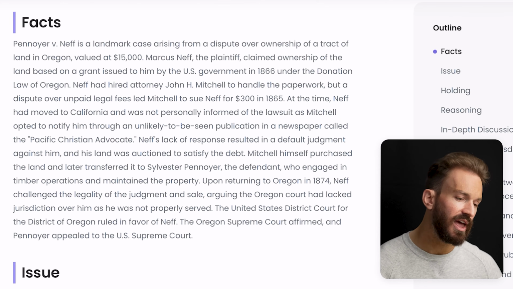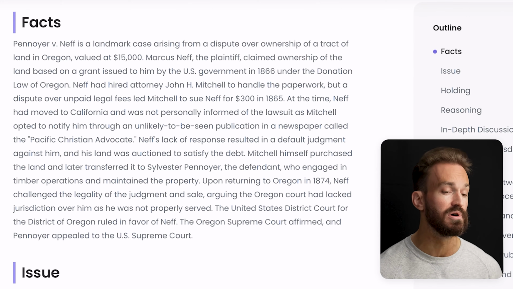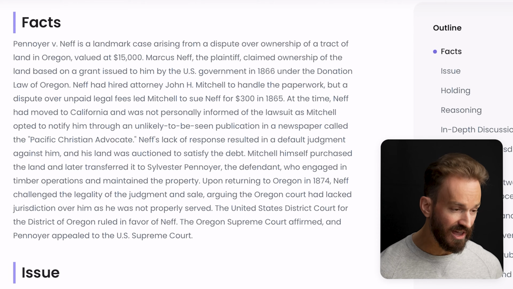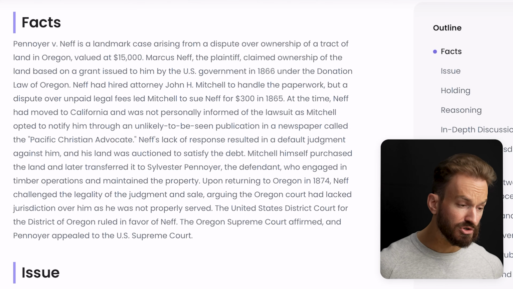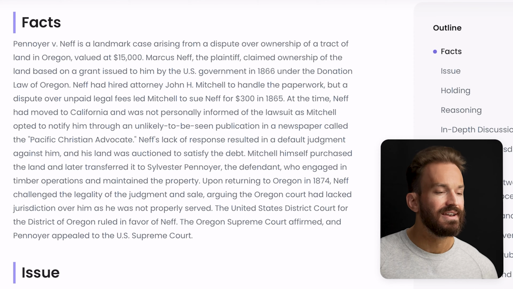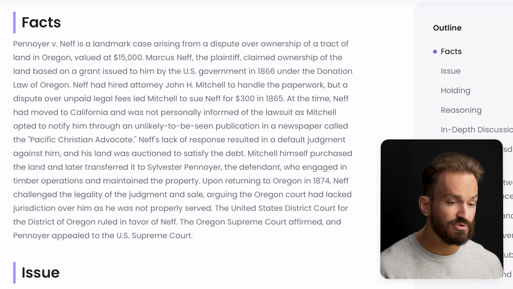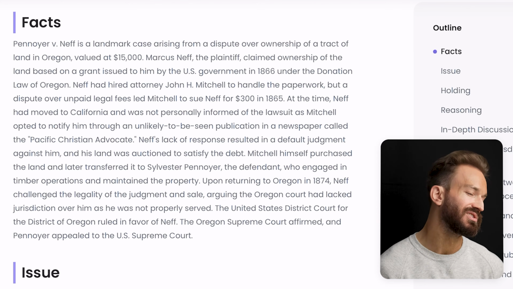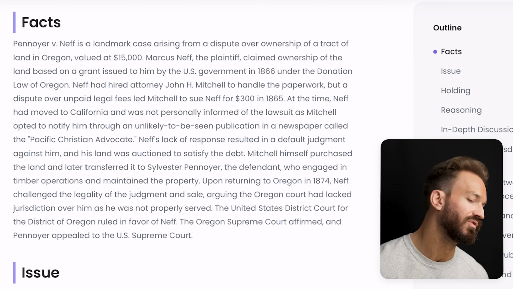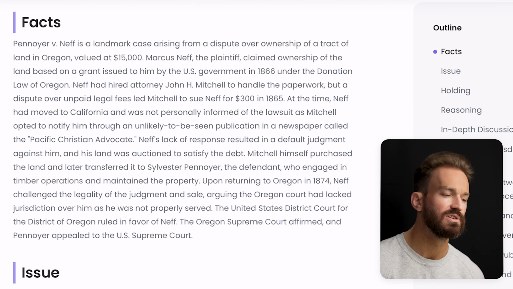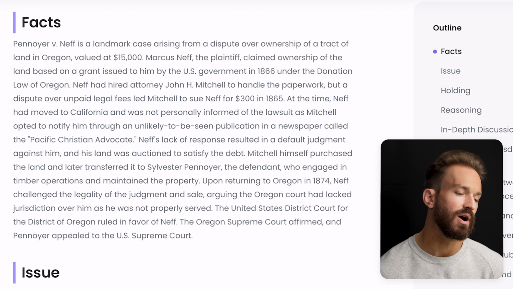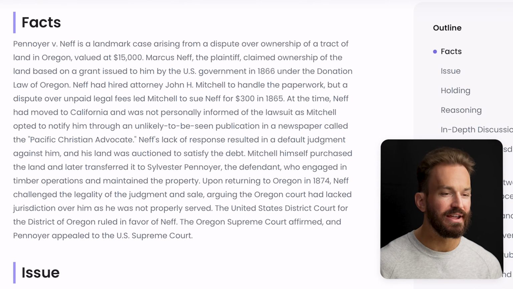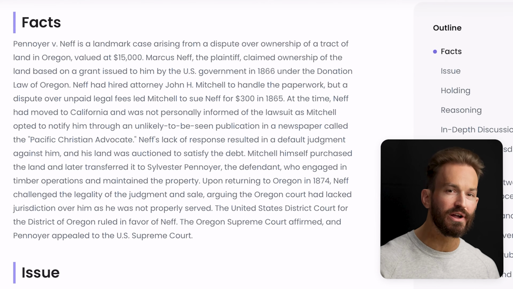Mitchell himself purchased the land, later transferred it to Sylvester Pennoyer, the defendant, who engaged in timber operations and maintained the property. Of course, upon returning to Oregon in 1874, Neff challenged the legality of the judgment and sale, arguing the Oregon court had lacked jurisdiction over him as he was not properly served. The United States District Court for the District of Oregon ruled in favor of Neff. The Oregon Supreme Court affirmed, and Pennoyer appealed to the U.S. Supreme Court.